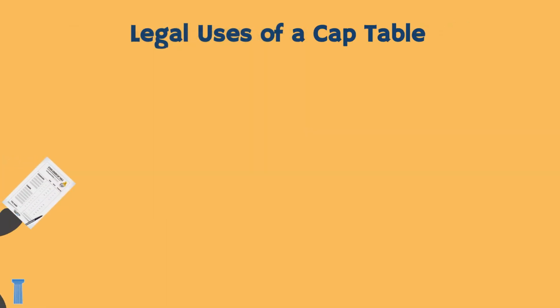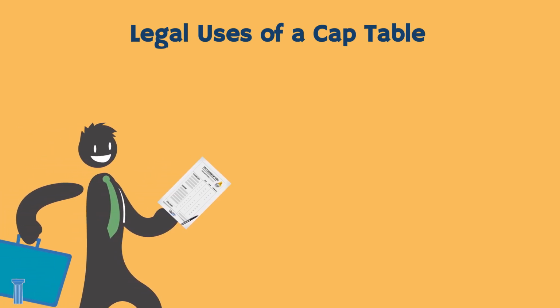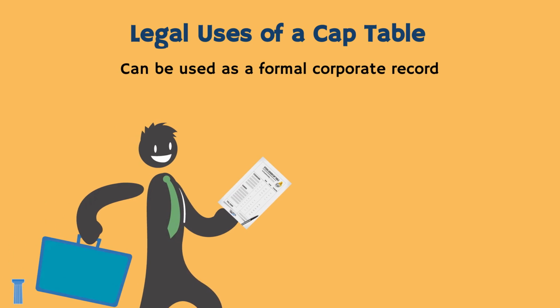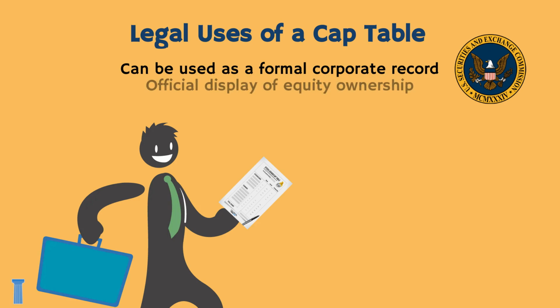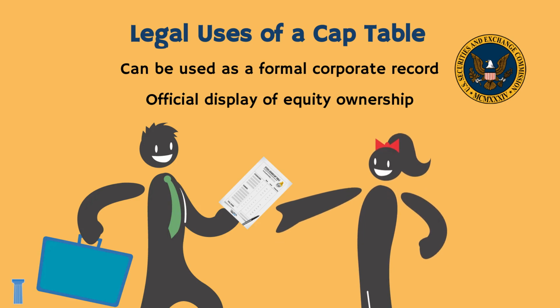Tracking your cap table correctly also has legal implications. In the United States, your cap table can be used as a formal legal corporate record and is required to be maintained and tracked in a certain way with data requirements set forth by the SEC. It is an official display of equity ownership. If there are any questions about who owns what percentage of the company, the first thing anyone will do is ask for the cap table.